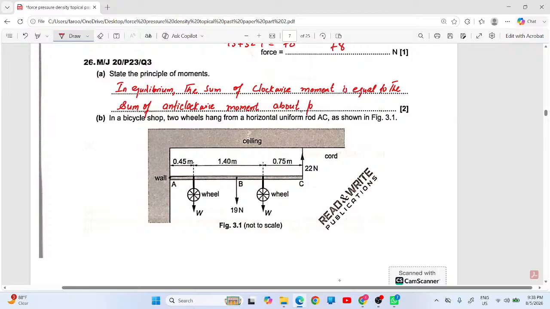That one is conservation of momentum: in a closed system, the momentum will remain conserved.